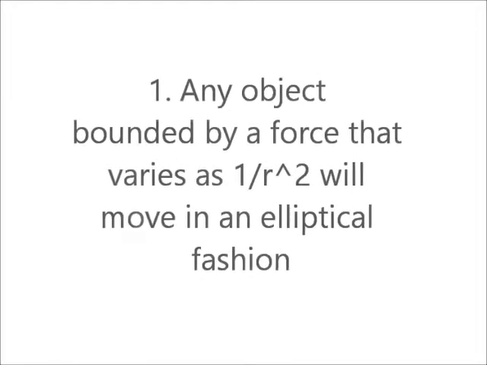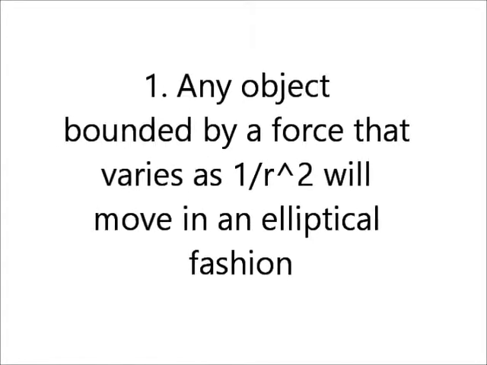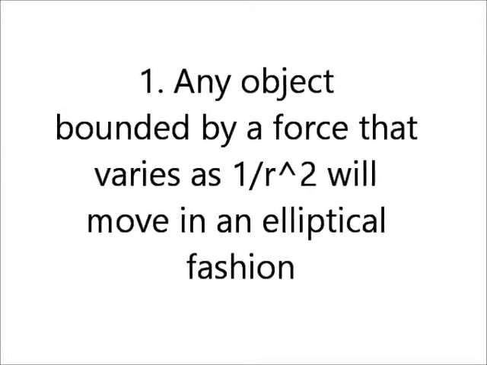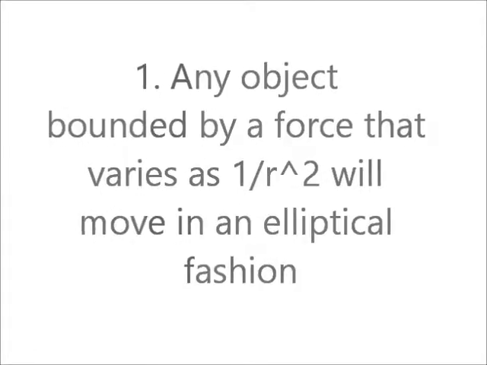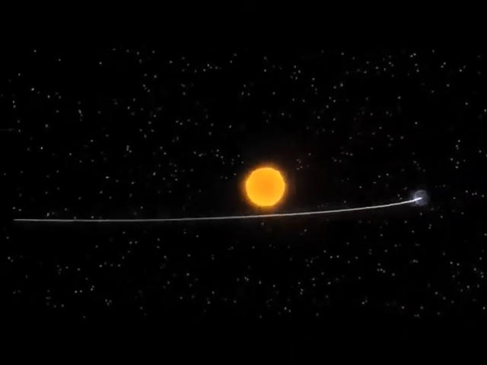The sixth and final section of Chapter 7 is all about Kepler's laws. His first law is that any object bound by a force that varies as 1 divided by r squared will move in an elliptical fashion. Here is a cool animation of this in motion.